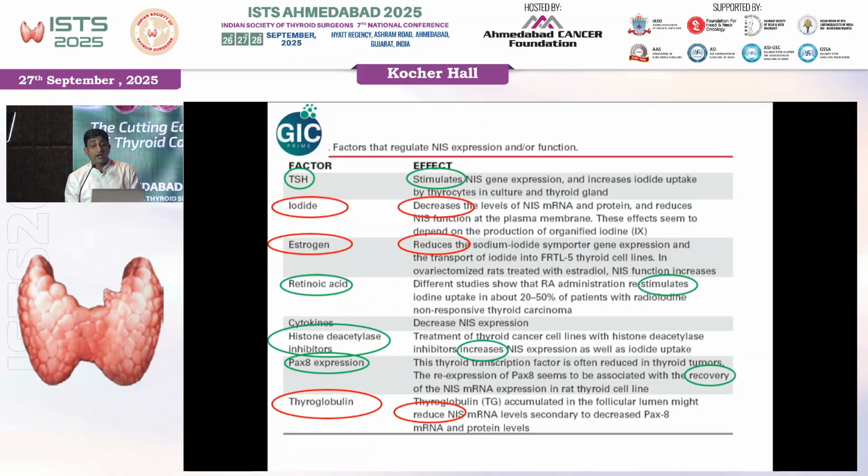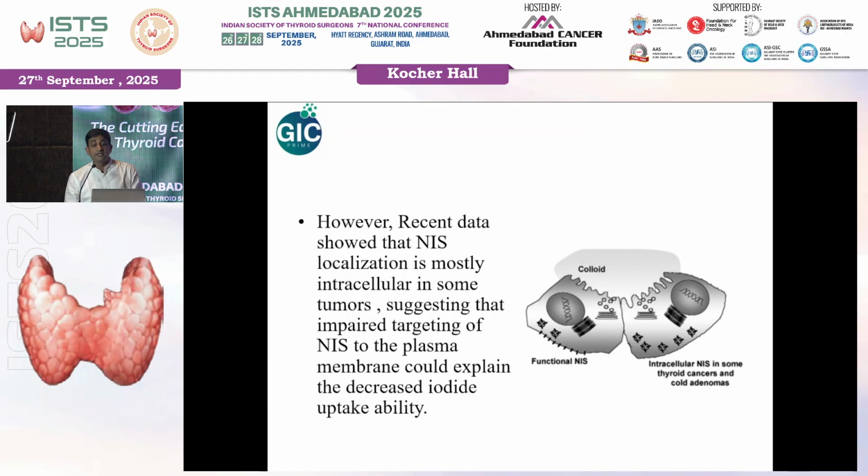The negative impact is from iodide. Iodide decreases the level of sodium iodine symporter expression. Estrogen and thyroglobulin also do so: when the thyroglobulin level rises, symporter expression on the cells is reduced. Recent data also show that in poorly differentiated thyroid follicular cells, the sodium iodine symporter is located intracellularly, not on the cell surface. So when the cells become poorly differentiated, the number of symporters on the surface is reduced, and they are incorporated inside the cells.